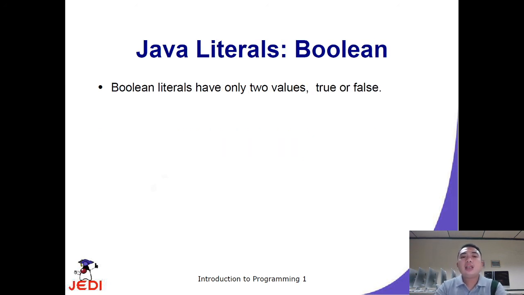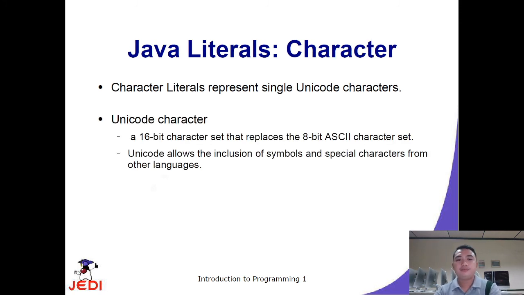Okay, and then another Java literal is Boolean. Okay, Boolean literal will only have two possible values, true or false. Okay, this is very useful for conditional statements. So it is important that Boolean literals can only be assigned to Boolean variables.